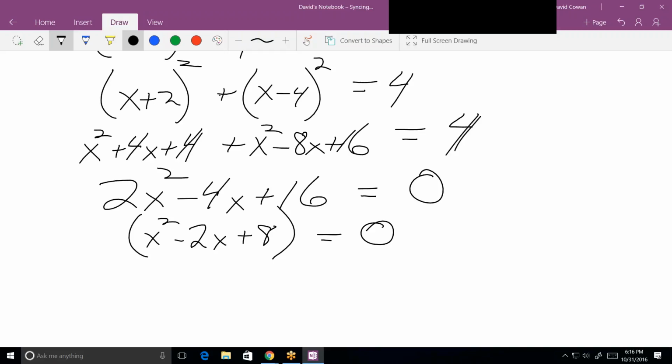We can use the quadratic formula. What's another choice? Complete the square. Do you know how to use the quadratic formula? I know how to use the quadratic formula. Completing the square is kind of hard for me. Let's do that then. That's why I was asking.